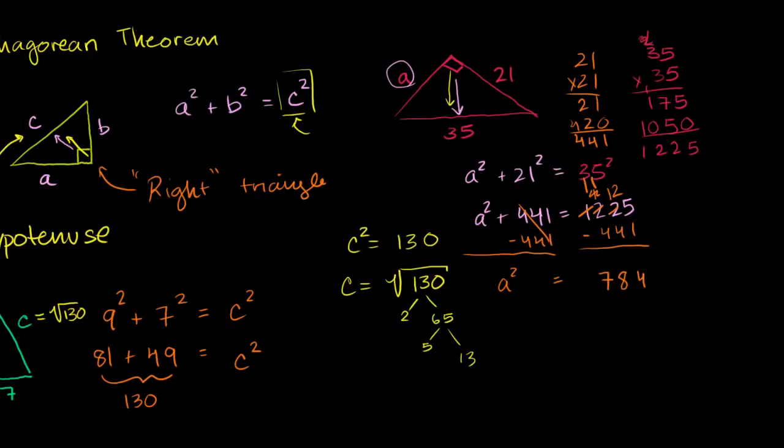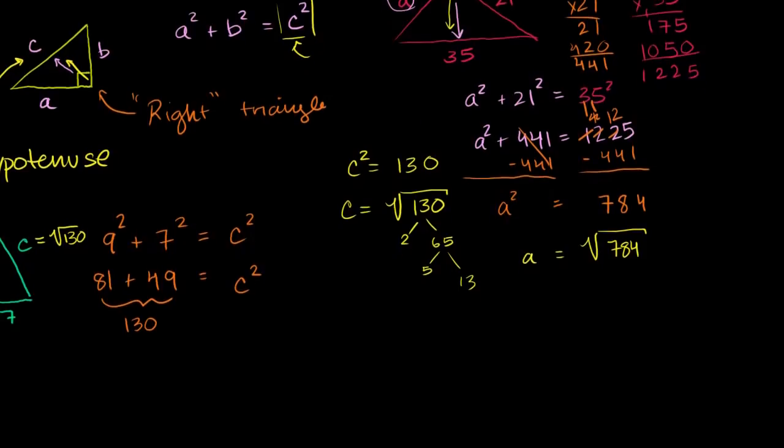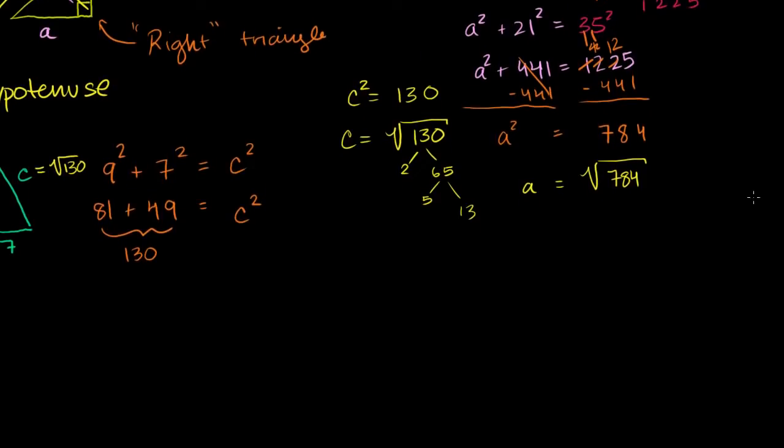And we could write then that a is equal to the square root of 784. And once again, I'm very tempted to use a calculator, but let's not use it. So this is 2 times what? 392. And then, right, 390 times 2 is 780. Yeah. And then this is 2 times what?